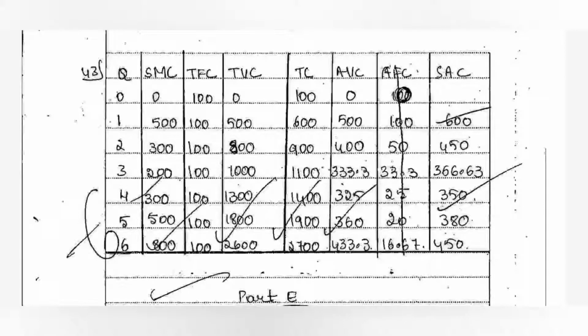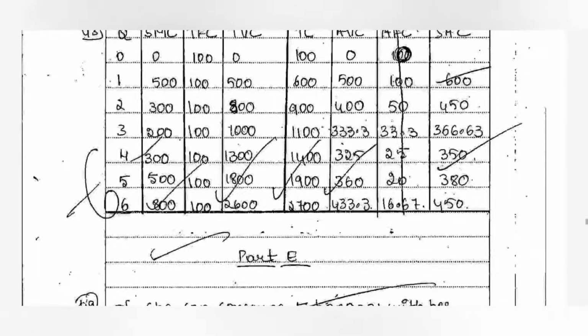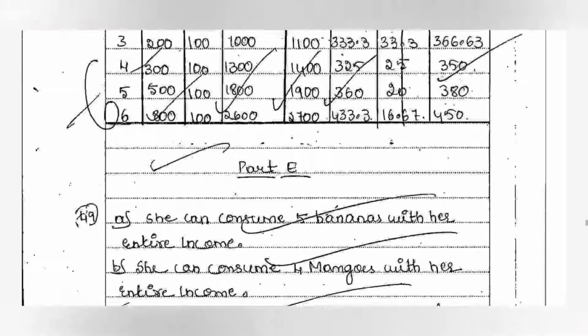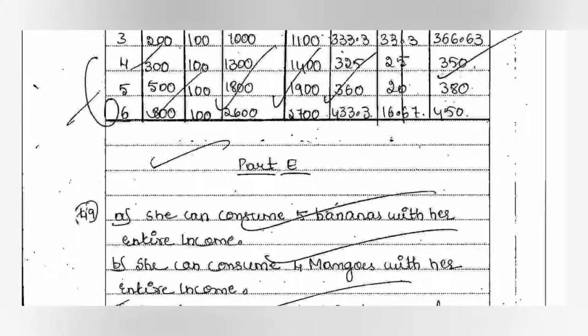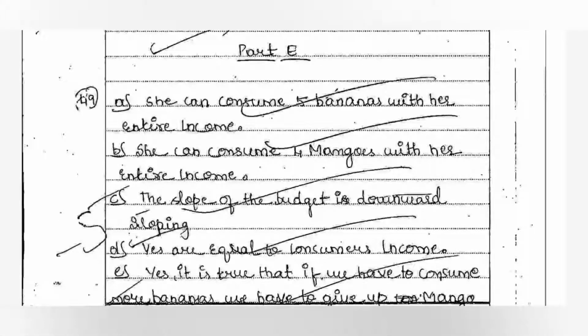1100 divided by 3 will be 366.63. 1400 divided by 4 will be 350. 1900 divided by 5 will be 380. 2700 divided by 6 will be 450. By that, you can easily get 6 marks without much hard work.